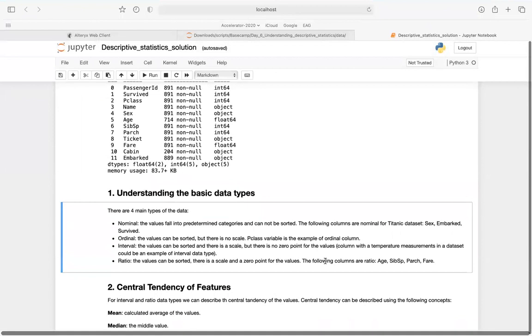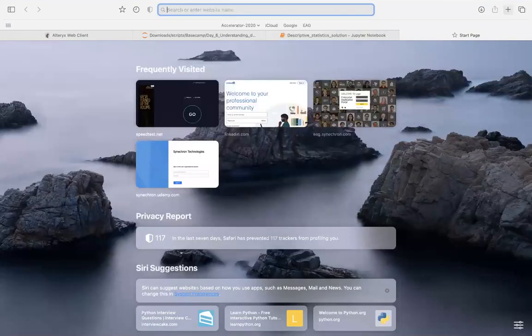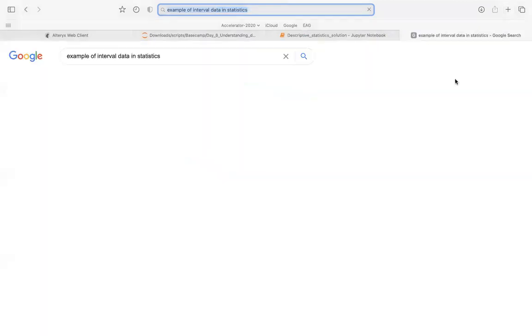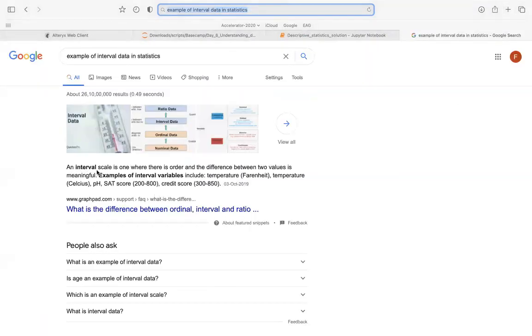Any more examples of an interval? I think the most important example is temperature only, but let me check for you. Example of interval data in statistics. An interval scale is one where we have order. The difference between the two values is meaningful. So examples of interval variables are temperature in Fahrenheit, temperature in Celsius, SAT score 200 to 800, credit score 300 to 850.